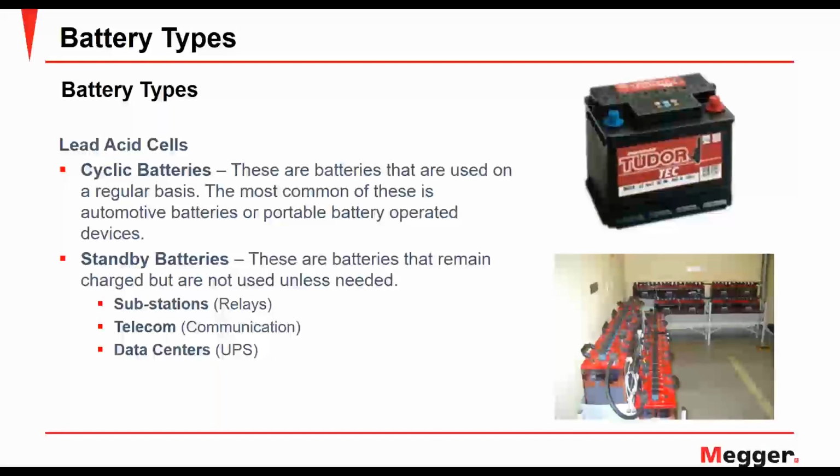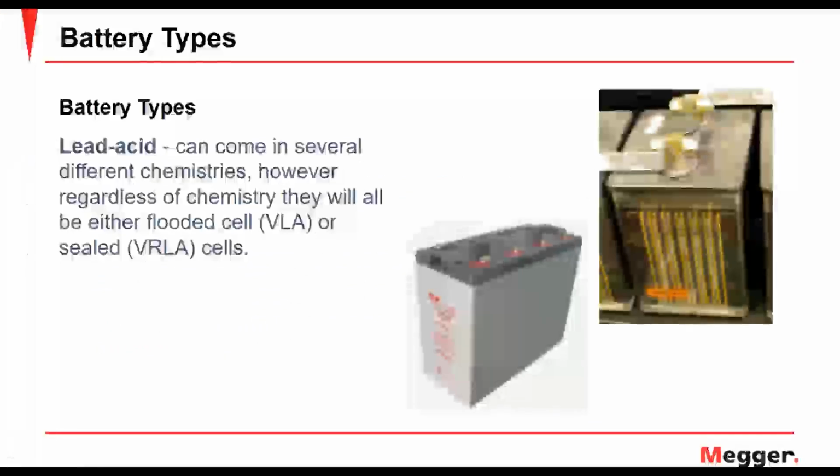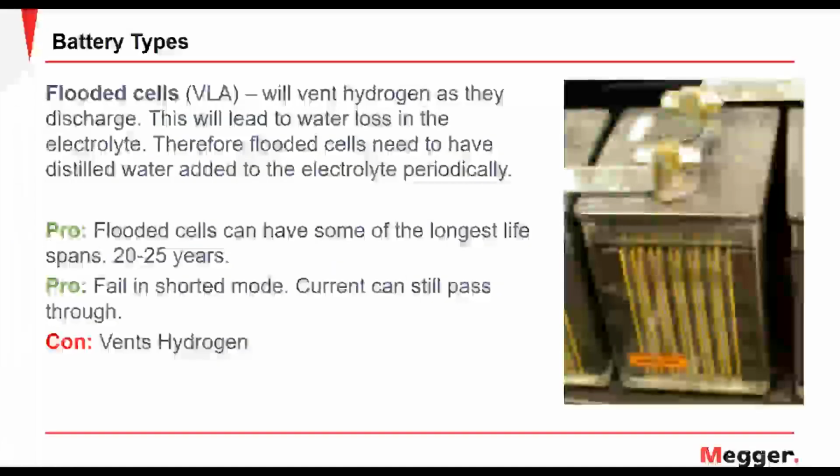So for the battery types, even further in lead acid, in terms of chemistry, there are a lot of types and several different types of chemistry. However, we have two types of chemistry that are usually found: the flooded cell, ventilated lead acid, or the sealed one, valve regulated lead acid cells. There are some differences in the way they operate, starting with the flooded cells, the ventilated lead acids.